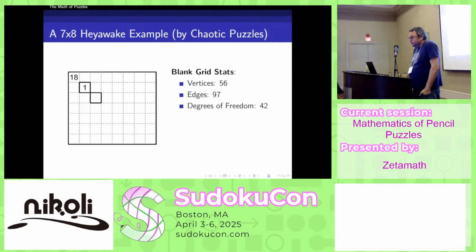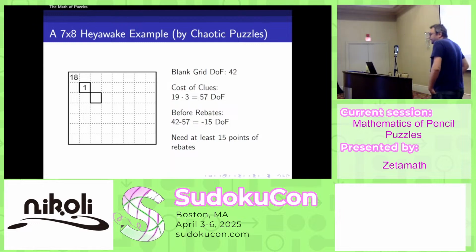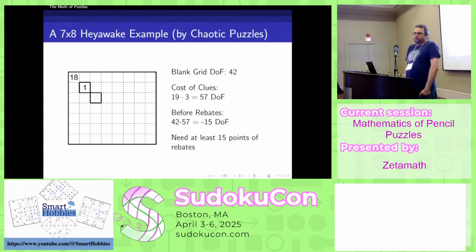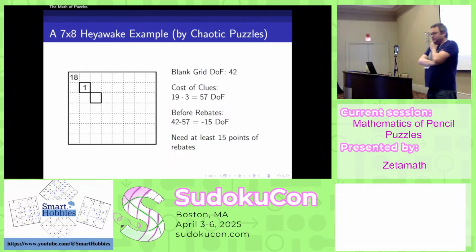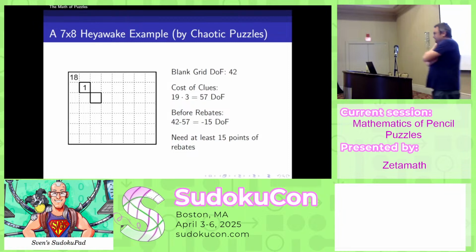Okay. So if you go ahead and do our calculation, for the blank grid, there's 42 degrees of freedom. And then you look at the clues, and so if you adopt this view, that I'm just going to charge you 3 degrees of freedom, a flat rate for every shaded thing, then I go ahead and I compute this 19 times 3 number, I subtract this, lots of math that I could not do in my head and won't pretend I could, which is why I made the slides, then you'll see that you come out 15 degrees of freedom in the whole, which isn't going to work. It means you need to get rebates of at least 15 points, because I need at least 0 degrees of freedom. I can't have a negative number of degrees of freedom.